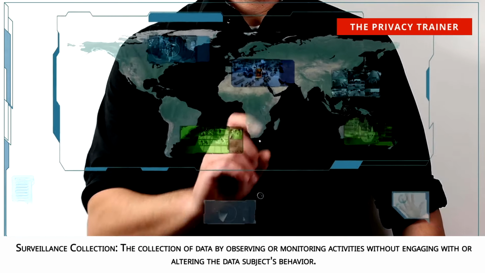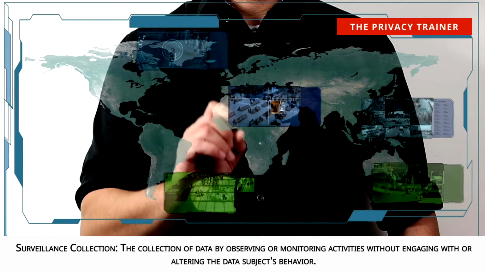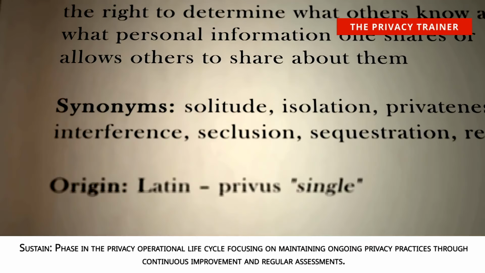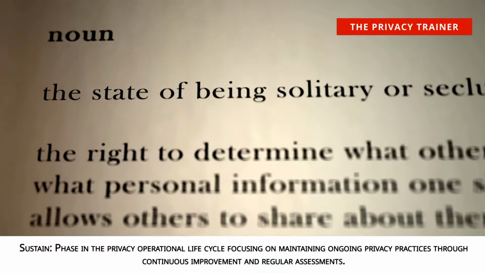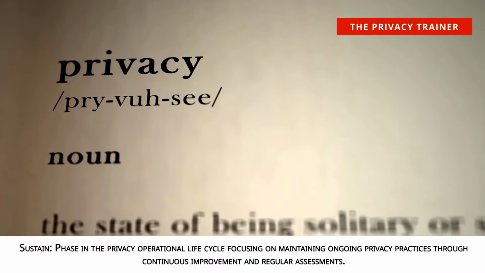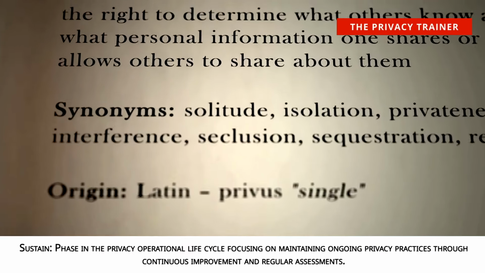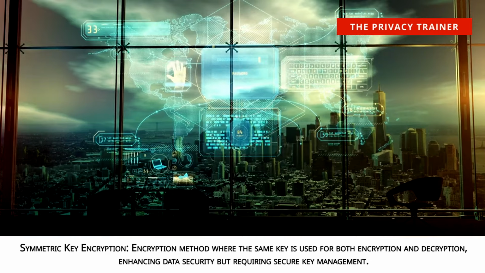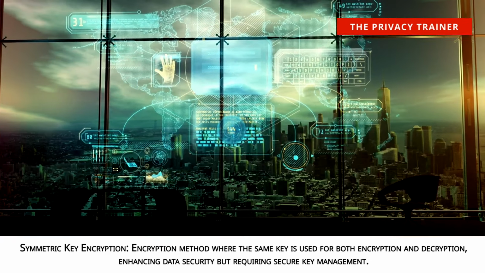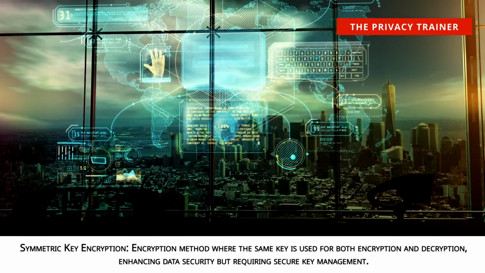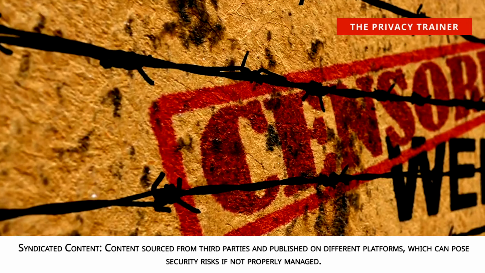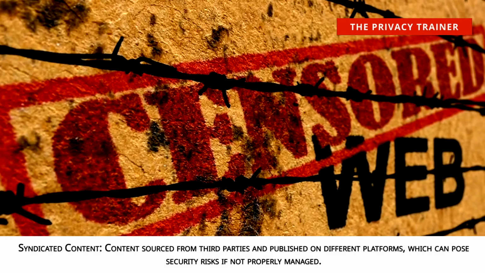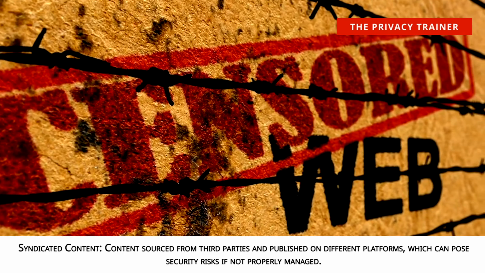Surveillance collection, the collection of data by observing or monitoring activities without engaging with or altering the data subject's behavior. Sustain, phase in the privacy operational lifecycle focusing on maintaining ongoing privacy practices through continuous improvement and regular assessments. Symmetric key encryption, encryption method where the same key is used for both encryption and decryption, enhancing data security but requiring secure key management. Syndicated content, content sourced from third parties and published on different platforms, which can pose security risks if not properly managed.